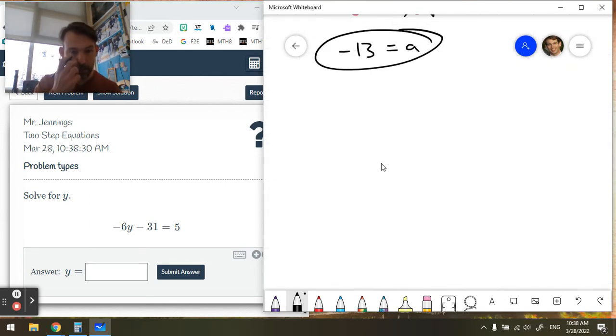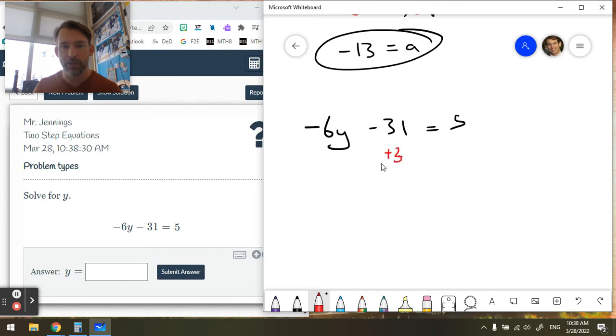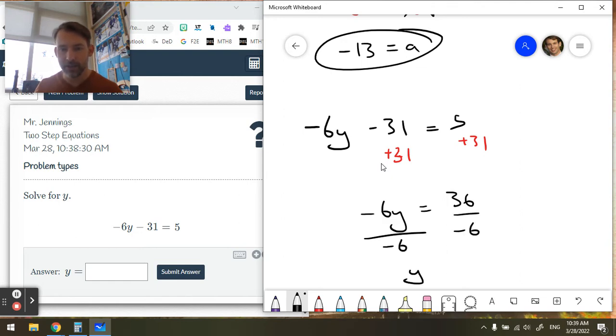Here, it's going to be minus 6. So watch. Negative 6y minus 31 equals 5. It's annoying that I'm subtracting from my variable, so I'm going to do the opposite, which is add. I'm going to add 31 to both sides. That will give me negative 6y is equal to 36. And then I divide both sides by negative 6. 36 divided by negative 6 is negative 6. There's my answer.